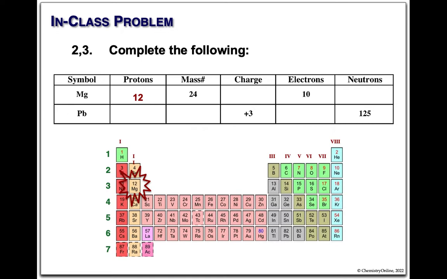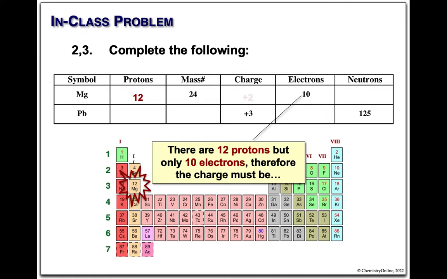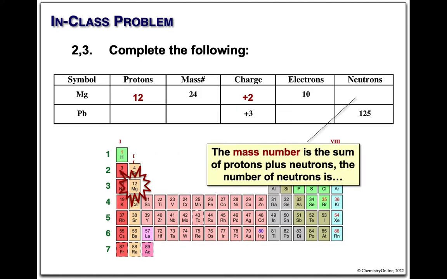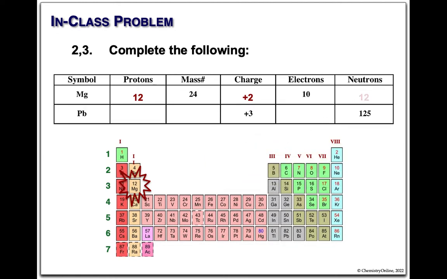Now in the table we were given that we had 10 electrons. This is 12 positives, 10 negatives. 2 more positives than negatives, so the charge is plus 2. Finally, the mass number is 24. We remember that the mass number is the sum of protons plus neutrons. If we have 24 as our mass number and 12 are protons, 12 are neutrons.